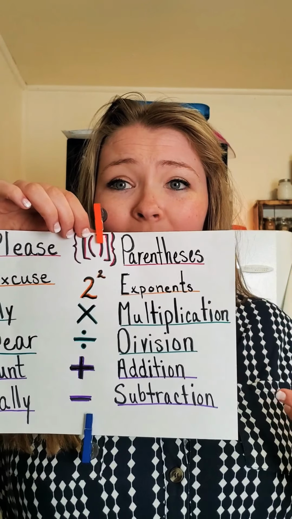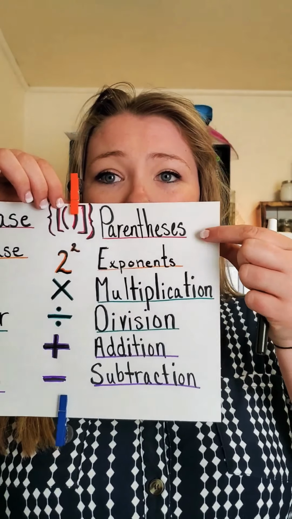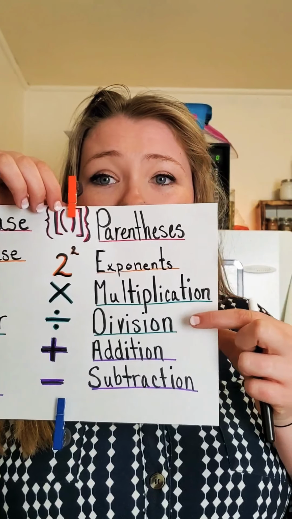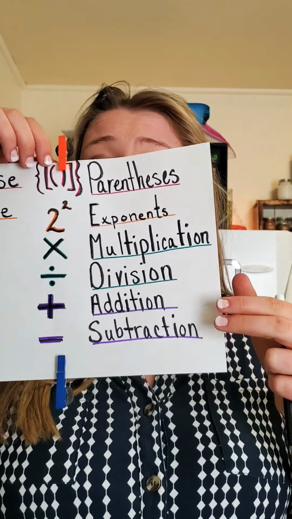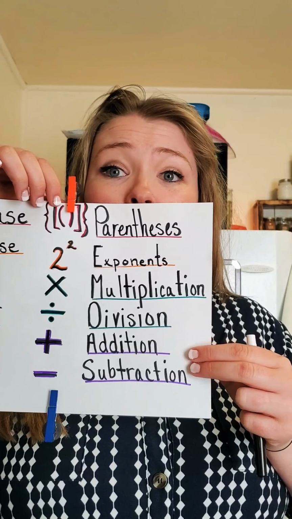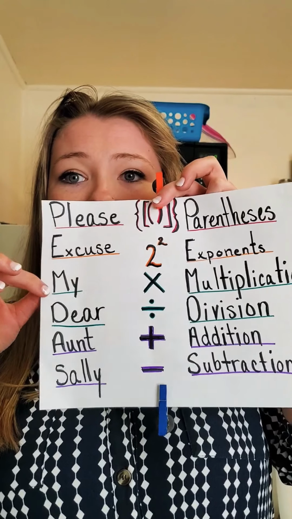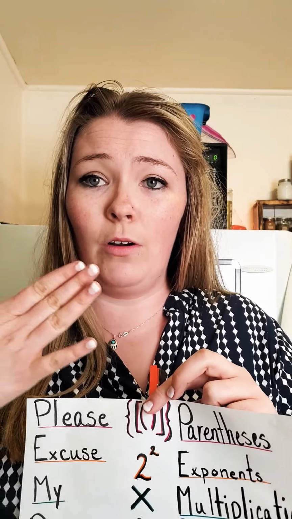I tried to color code these on here. It might be kind of hard to see the colors, but parentheses I underlined in red, exponents are underlined in orange, multiplication and division are both underlined in green because we do those at the same time, and addition and subtraction are also underlined in green, which means we do them at the same time. So our mnemonic device is "Please excuse my dear Aunt Sally." That's what we use to remember how the order goes when we're doing these problems.